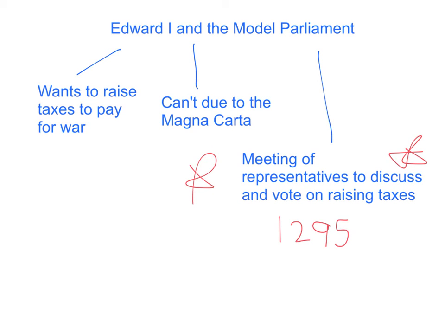It's called the Model Parliament because it's like the first example of it. It wasn't intentional, it just happened, but then this practice continued after this fact, when kings needed to make important decisions and they couldn't due to rights laid out in the Magna Carta. They would call the representatives together to discuss and decide.